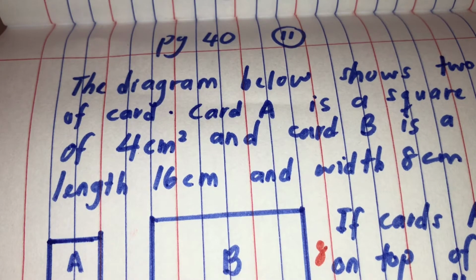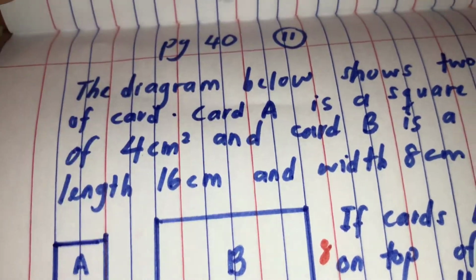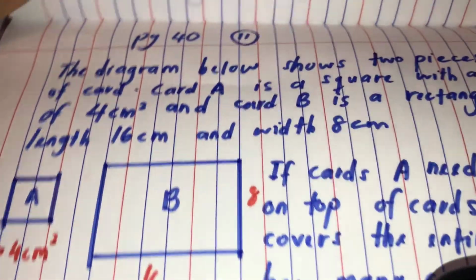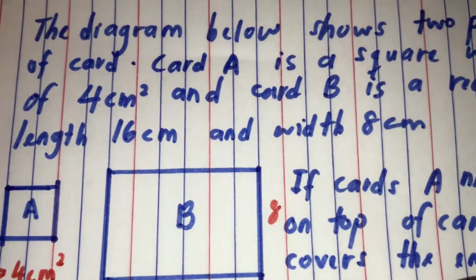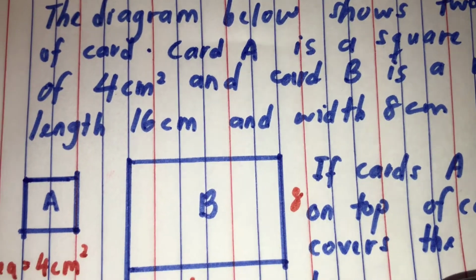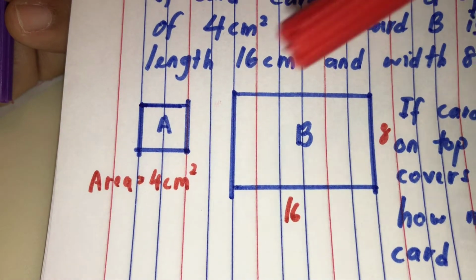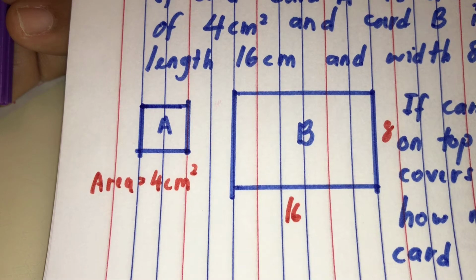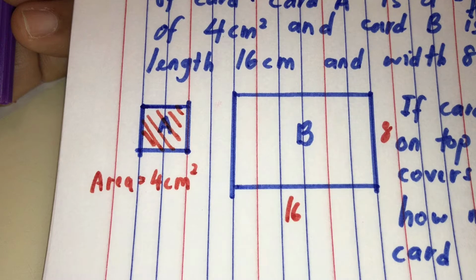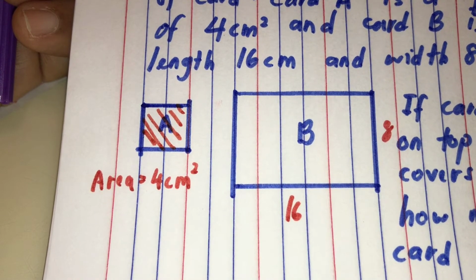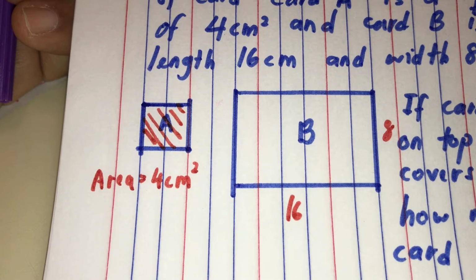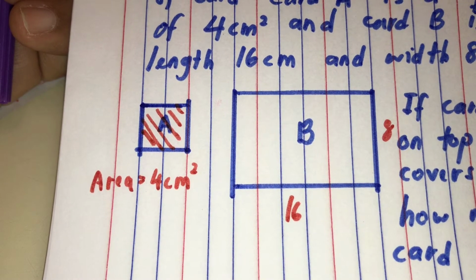Okay, page 40, question 11. The diagram below shows two pieces of card. Card A is a square with the area 4 cm squared, and card B is a rectangle with the length of 16 and width 8. Here I already wrote this one. For card A, the question gives you the area. When the question relates to area and length, you have to use square and square root.